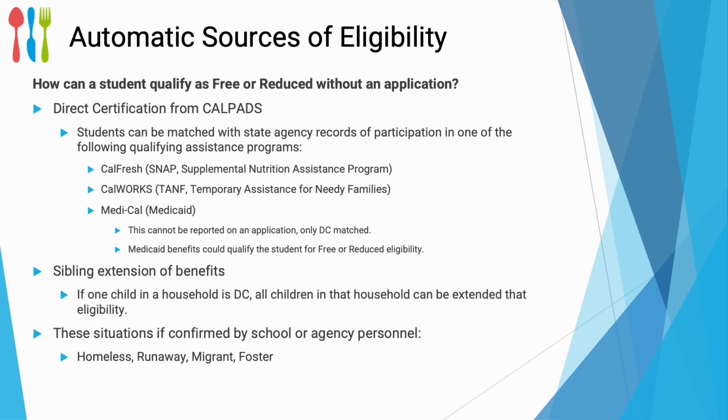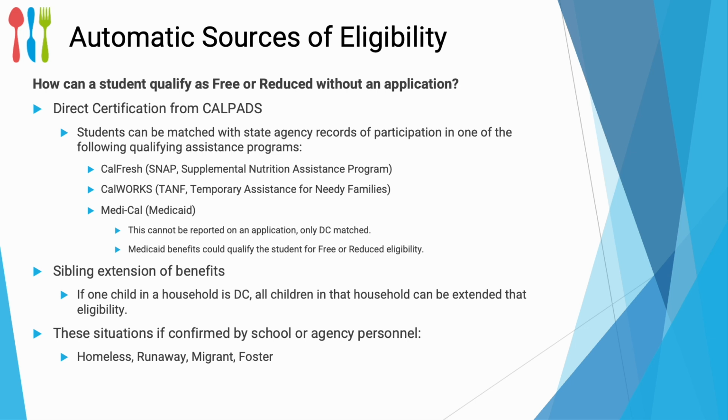There are a few ways that students can automatically become eligible as free or reduced. The main way is direct certification through CalPADS. Students enrolled in your school are matched with state agency records of participating in either CalFresh, also known as SNAP or Supplemental Nutrition Assistance, CalWorks, also known as TANF or Temporary Assistance for Needy Families, or Medi-Cal, Medicaid. SNAP, CalFresh, and CalWorks would qualify the student for free benefits. Medi-Cal could qualify them as free or reduced depending on the income they reported when they applied for Medi-Cal.